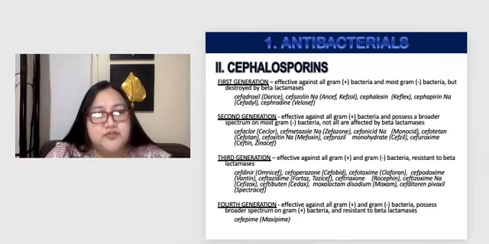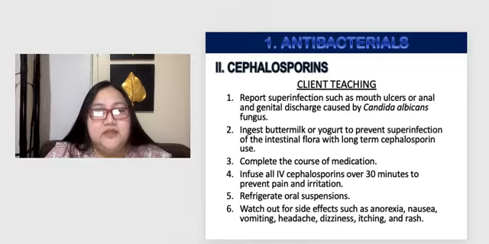Also, only a few of cephalosporins are given per orem. No? Ang meron lang dyan, cefalexin, cefaclor, cefuroxime, mga per orem yon. The rest are all parenteral, either IM or IV. So again, report superinfection, such as mouth ulcers, or anal and genital discharges caused by a fungus. It's a Candida albicans infection. It's a fungal infection. Ingest buttermilk or yogurt to prevent superinfection.